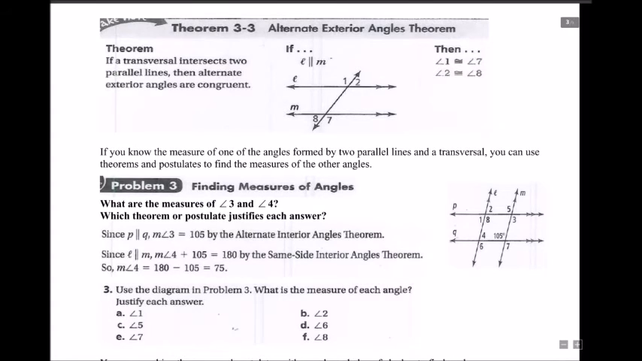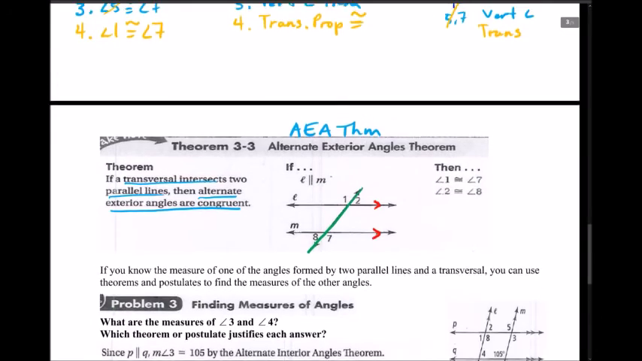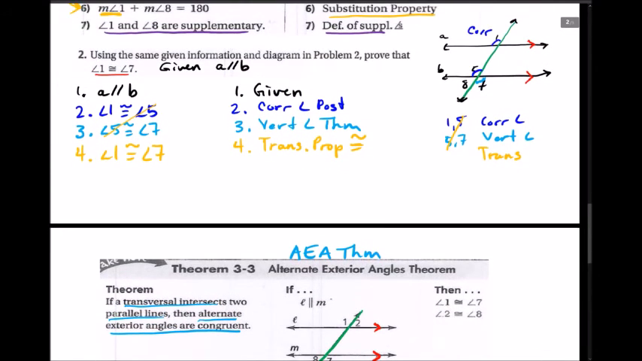is the alternate exterior angle theorem. AEA theorem is how we can shorten this one. And it says if we have our transversal intersecting our parallel lines, notice the requirement is exactly the same for all of these. It's awesome. Then what do we know? Our alternate exterior angles are congruent. And if you look, we just proved that, didn't we? We just proved that alternate exterior angles are congruent.